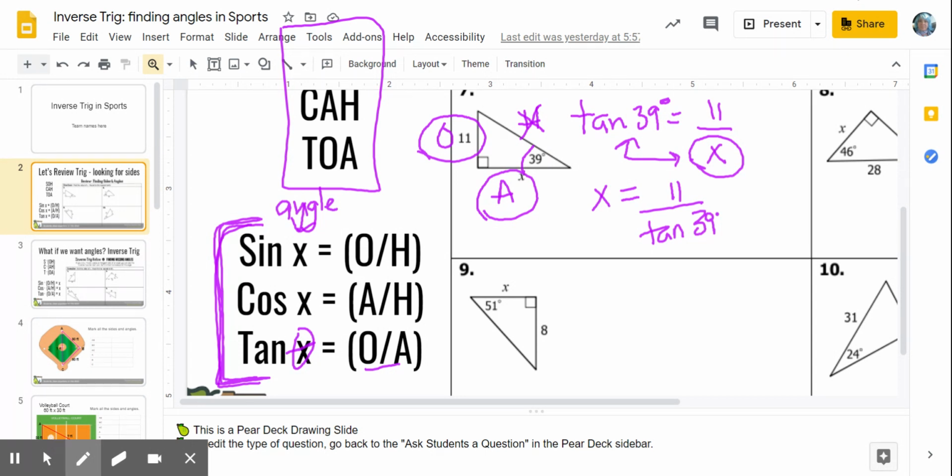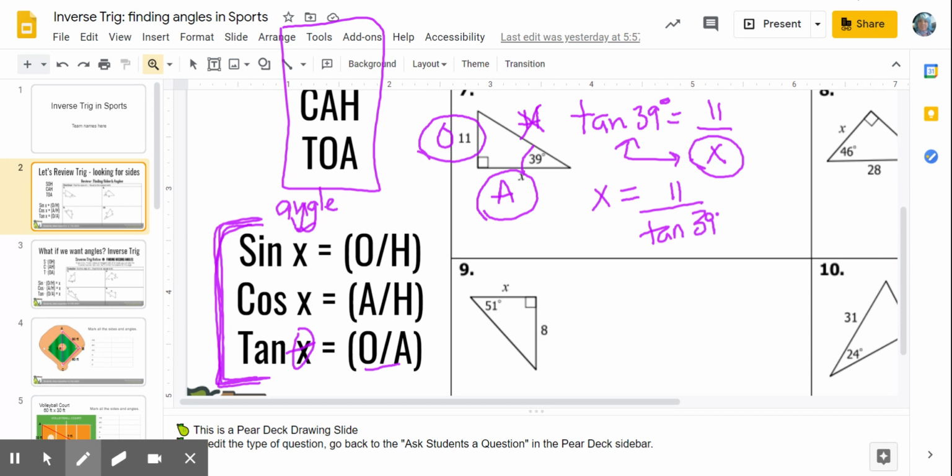And I forget what it was. 11 divided by tangent of 39. 11 divided by, and then I can go down here to my keypad and functions and get tangent. Can you guys see my Desmos calculator? Yeah? Okay. And then 39.